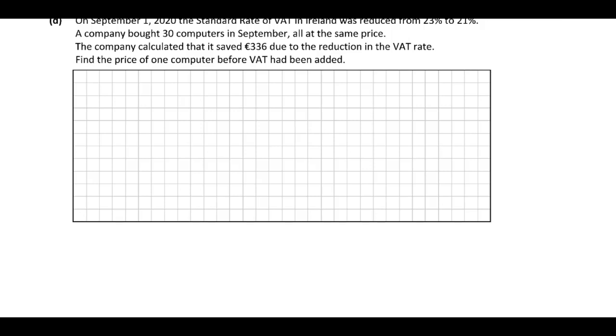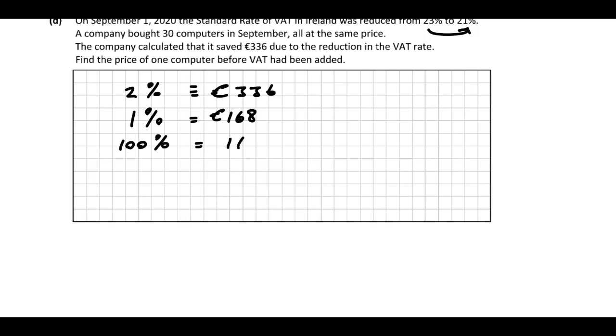Okay, so in this particular case we have our 2%, which is equivalent to the €336. The 2% came from the reduction from 23% to 21%. Now we want the price before VAT of our 30 computers, so I'm going to go down to 1% again, so divide 336 by 2, that gives €168, and then let's go up to 100%, which is the price before VAT, so multiply that by 100, which is €16,800. This is the price before VAT of the 30 computers.